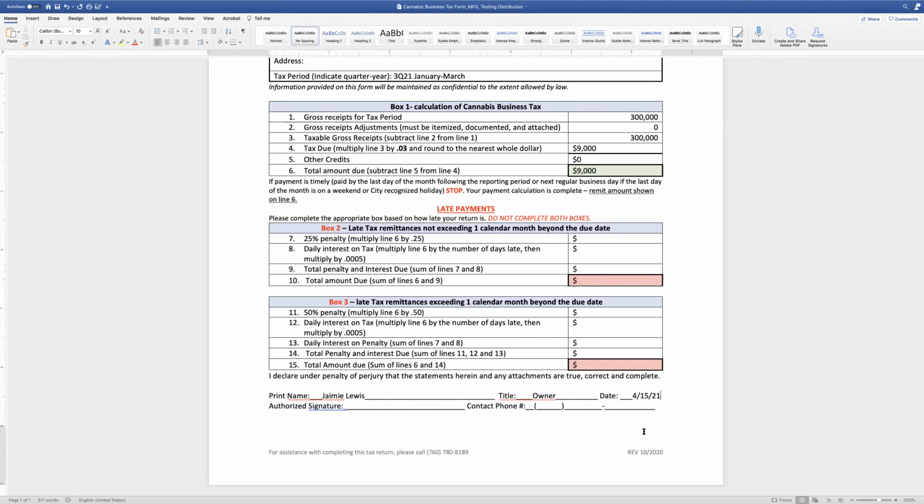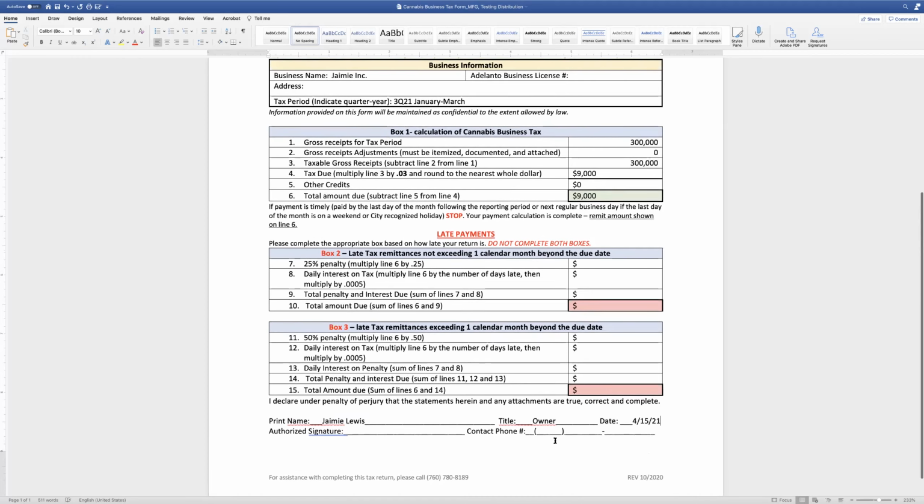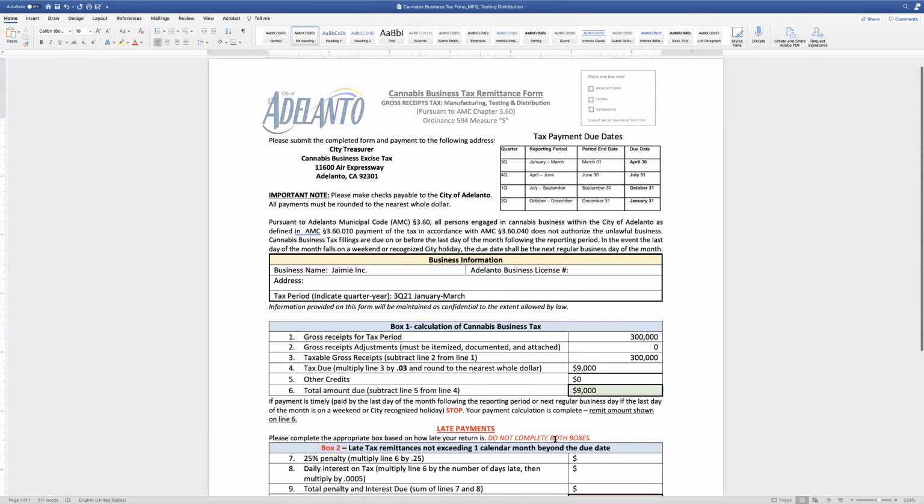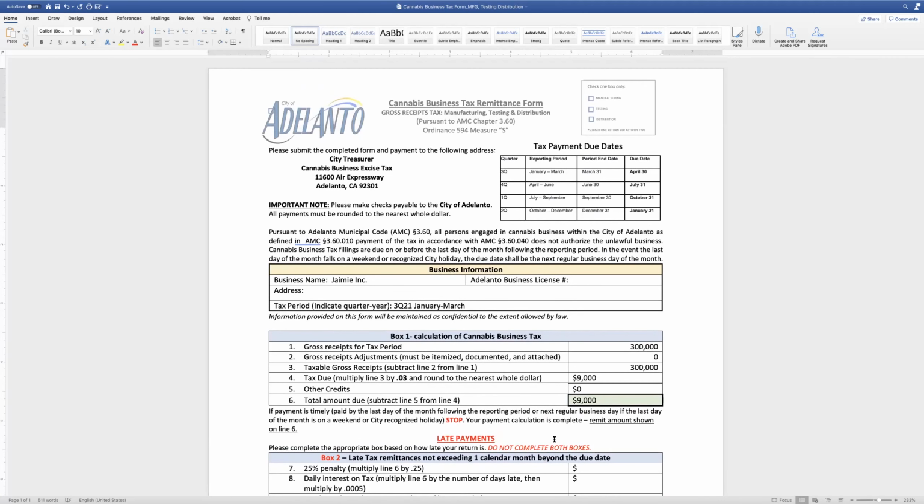And then lastly, a phone number. If you have any questions about how to complete these forms, please feel free to contact us. You can reach me directly at 760-780-7189, and we'd be happy to assist.